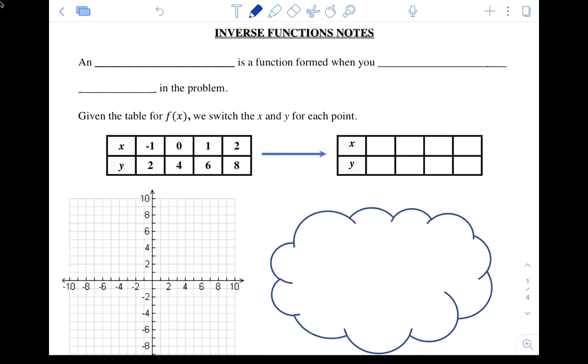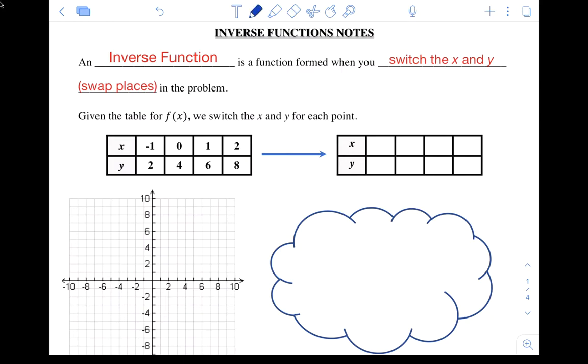Inverse functions. An inverse function is a function that's formed whenever you switch the x and the y. Now, I mean literally. You're going to swap places, x's and y's, in the problem. So, given the table for this function, let's switch the x and y for each point.